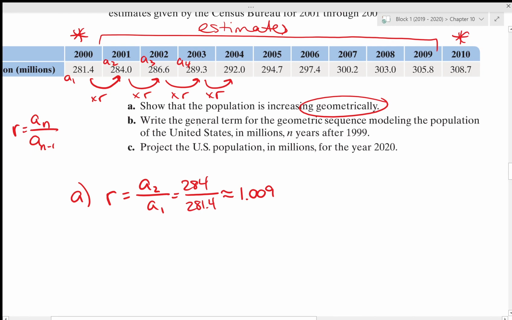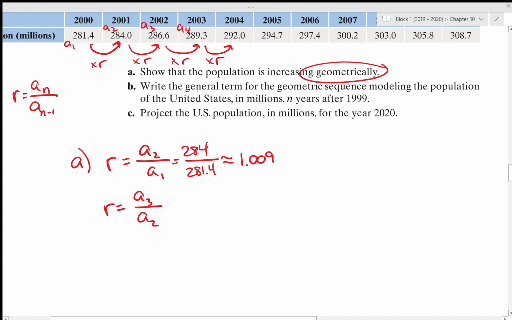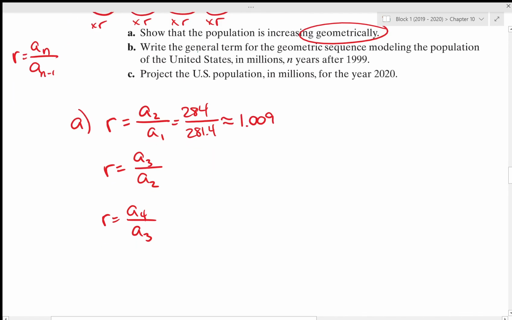Now, if this is true, then if I keep going and going, I'm going to get the same thing, right? So technically, if it's a common ratio, then this would also be the same when I do A of 3 divided by A of 2. Or if I did the fourth term divided by the third, or the fifth term divided by the fourth, and so forth. So I'm just going to do at least the first 3 to show you. My third term was 286.6 divided by 284. My fourth term is going to be 289.3 divided by my third, which is 286.6.